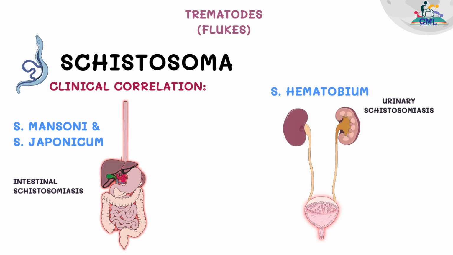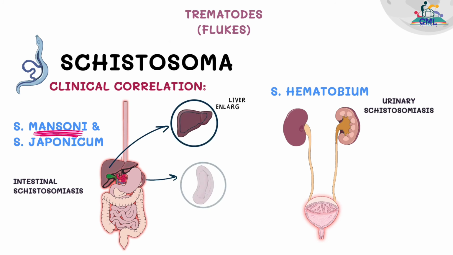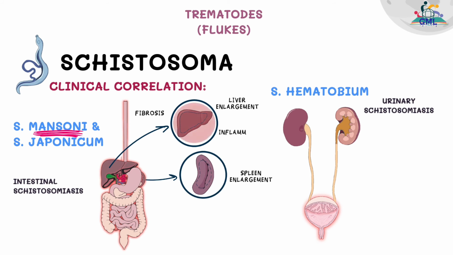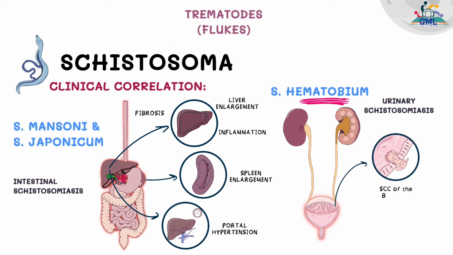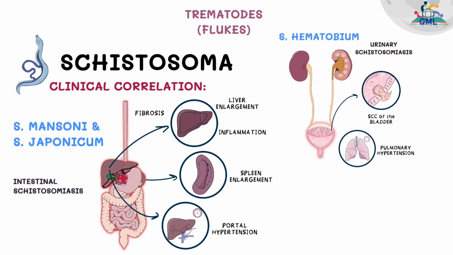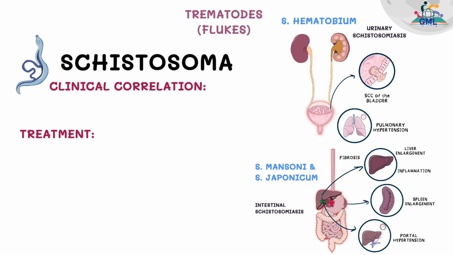urinary schistosomiasis. Schistosoma mansoni can also cause liver and spleen enlargement, fibrosis, inflammation, and portal hypertension, so they're all related to the GI tract. On the other hand, Schistosoma haematobium can cause squamous cell carcinoma of the bladder. In addition, it can cause pulmonary hypertension compared to portal hypertension in mansoni. Now for the treatment, we can also use praziquantel to fight these worms.